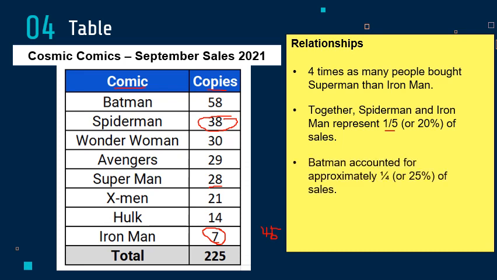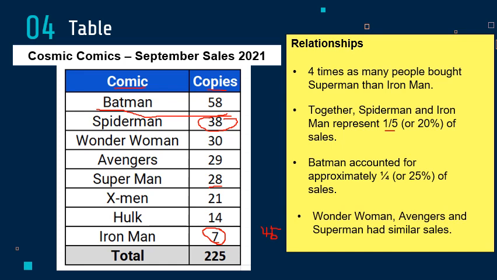Batman accounted for approximately 1/4 or 25% of sales. Now it's not exact, so 225 divided by 4 isn't 58 exactly, but it's roughly the same. So we can say it accounts for approximately 1/4 of all the sales. That's information that's quite useful to the person who's running this comic book shop. So they know, well, I need to stock more Batman comics, and my biggest seller in September was Batman. It accounted for 1/4 of the sales.